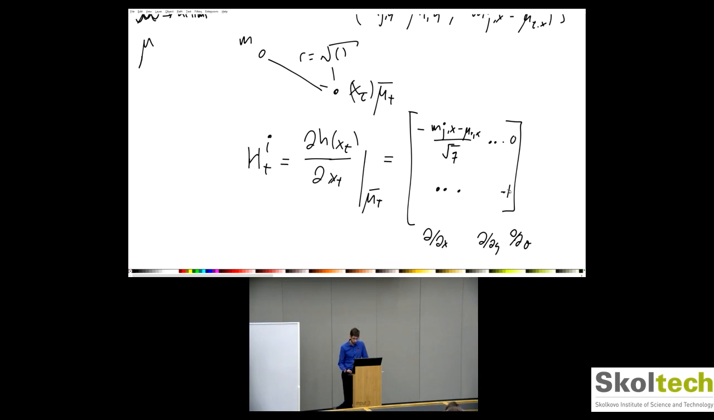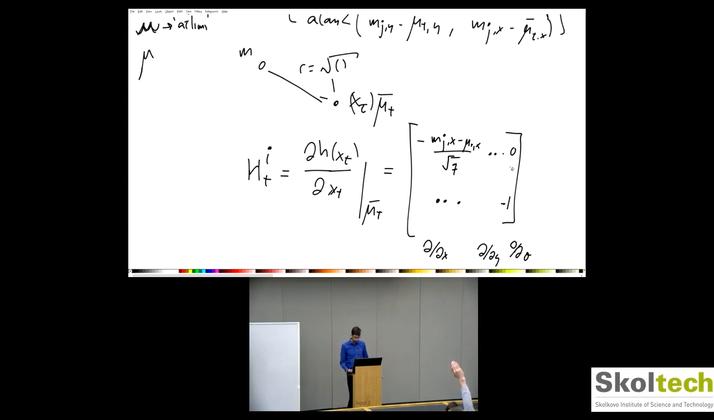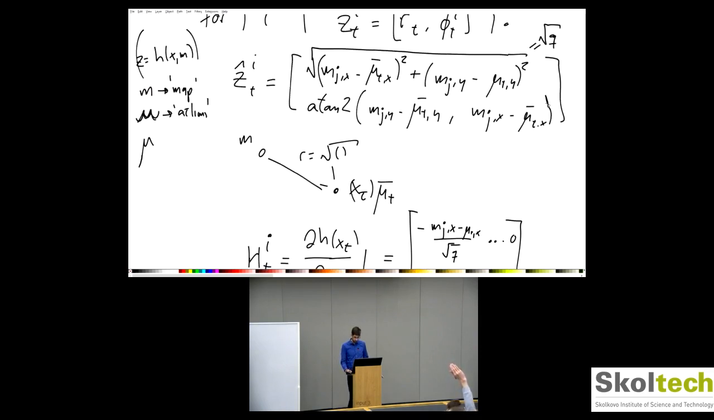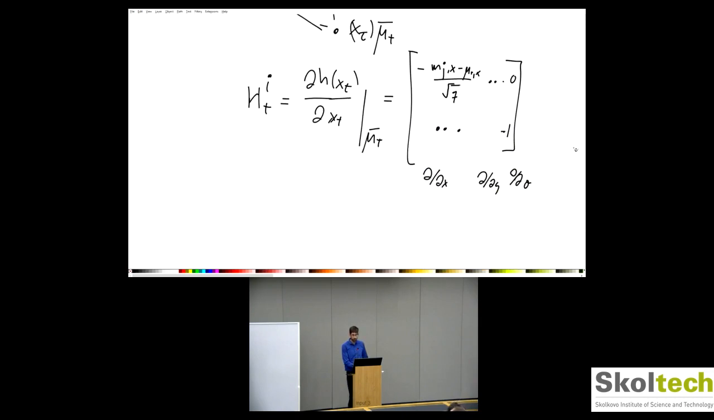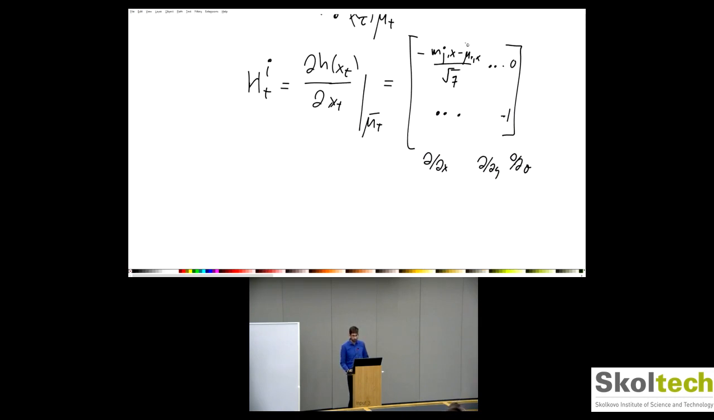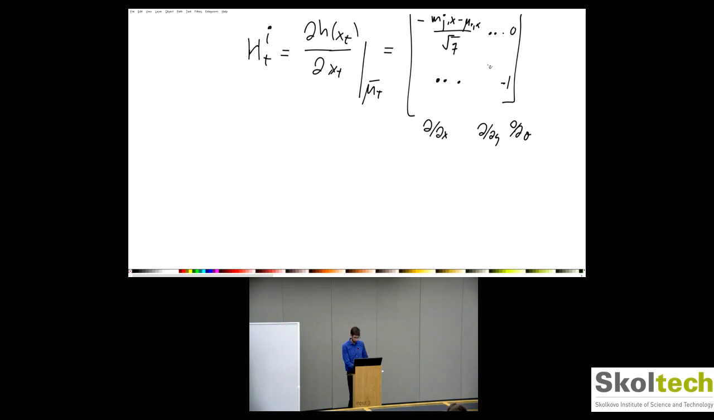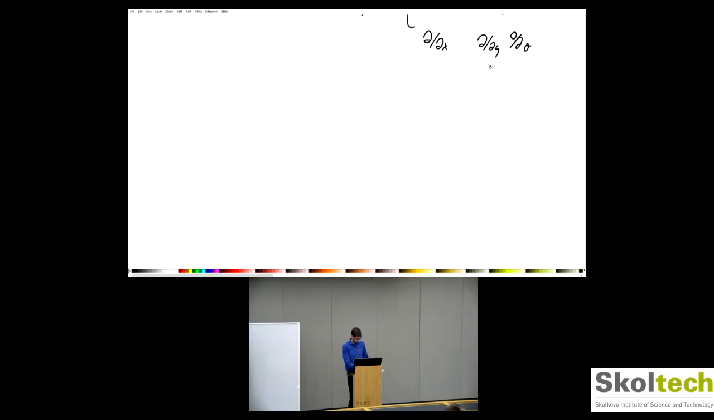It's just 1 minus 1. Yeah, actually, it's like this. I'm forgetting one term here. So please take a look at the notes, because there all the terms are correct. For the Jacobians, you only care when you start implementing. I'm not going to derive everything. The important thing is that we have different Jacobians, because there are different landmarks.